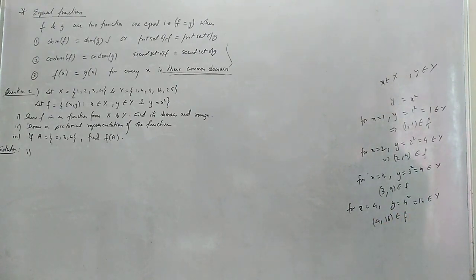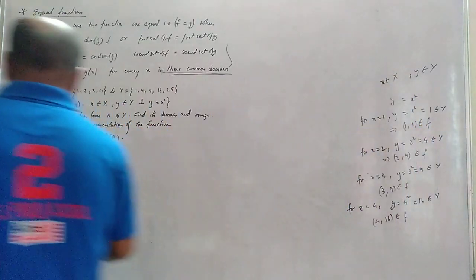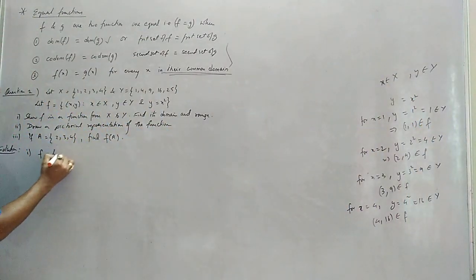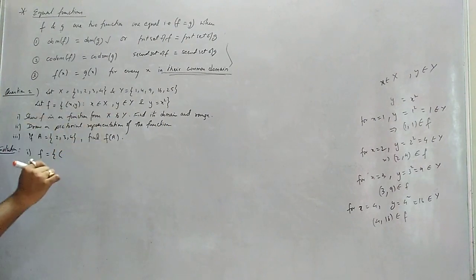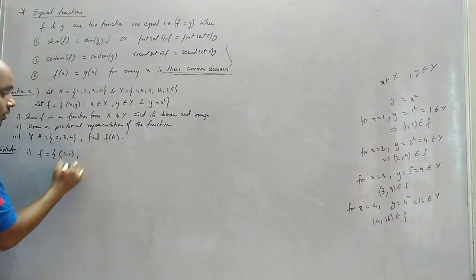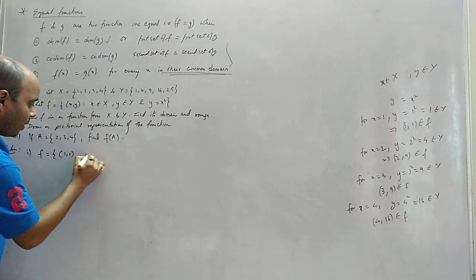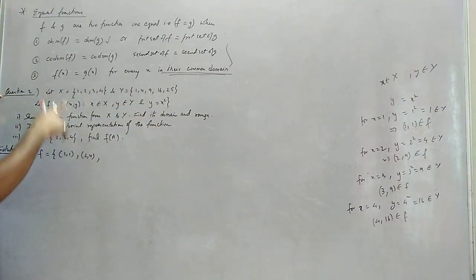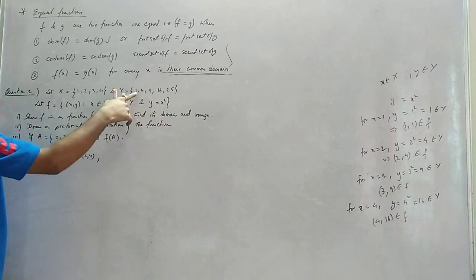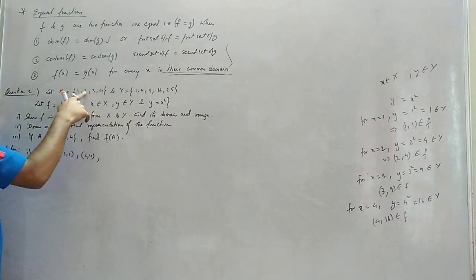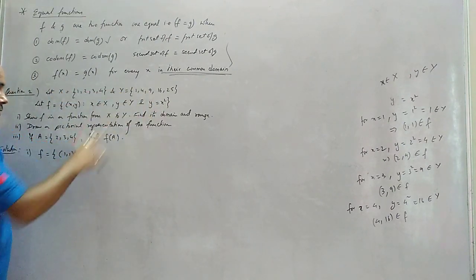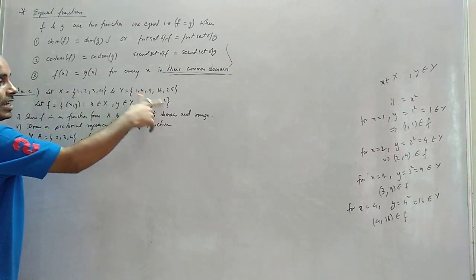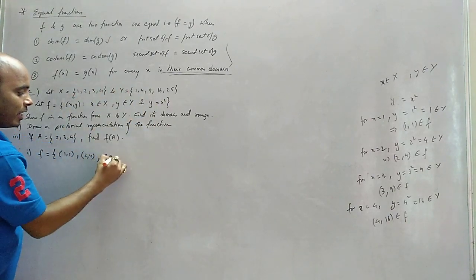Clear? So we understood what f will look like. Ordered pairs: the first ordered pair is (1, 1), the second ordered pair is (2, 4). These things we can do orally also. Put 1, 1 square is 1, so that is correct. Put 2, 2 square is 4. Put 3, 3 square is 9, so (3, 9) will also be there.